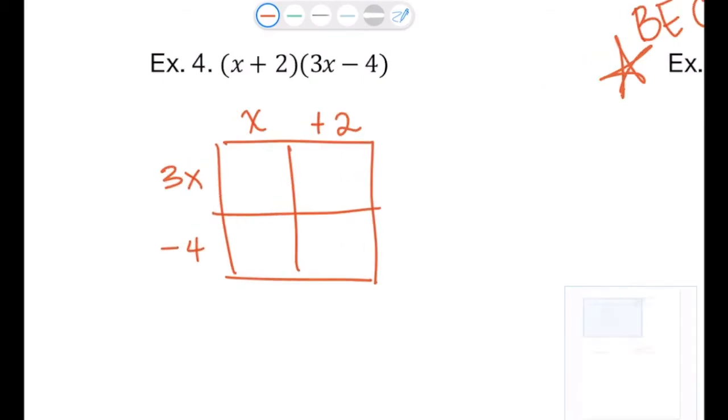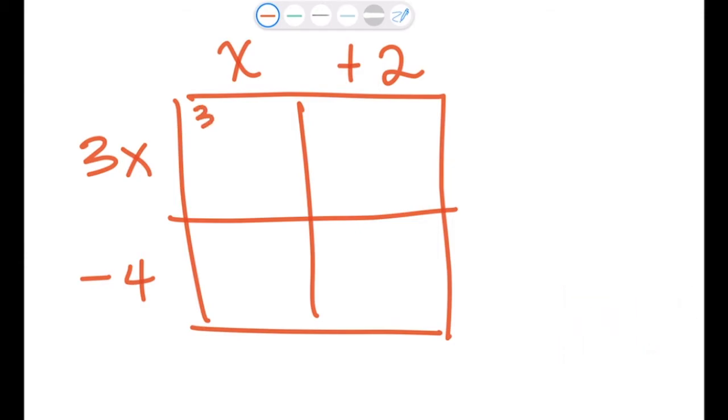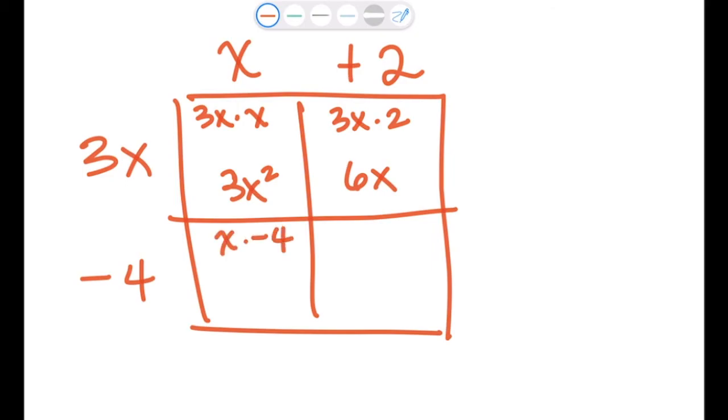So top left box, we're going to multiply 3x times x to get 3x squared. The top right box, we're going to multiply 3x times 2 to get 6x. The bottom left box, we're going to multiply x times negative 4 to get negative 4x. And then the bottom right box, we're going to multiply negative 4 times 2 to get negative 8.